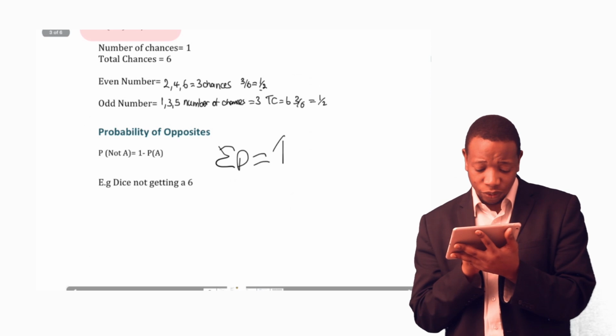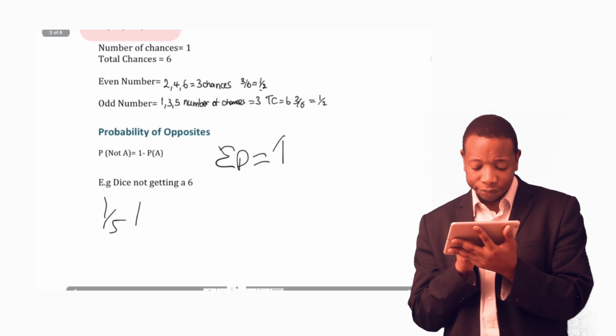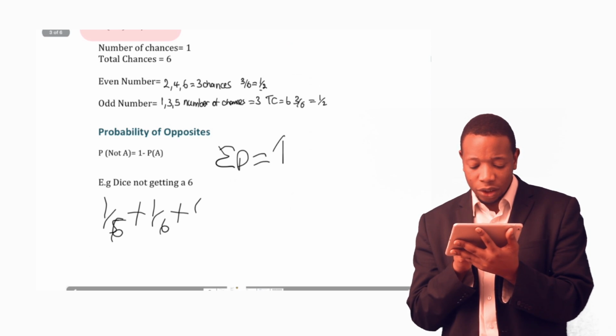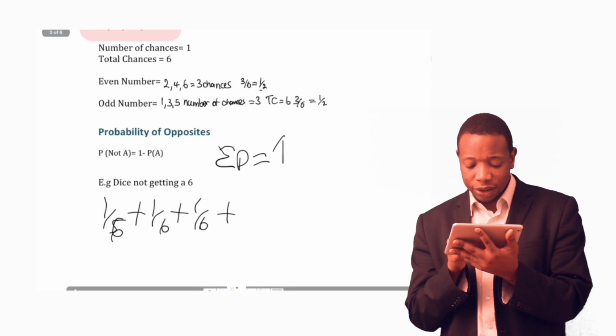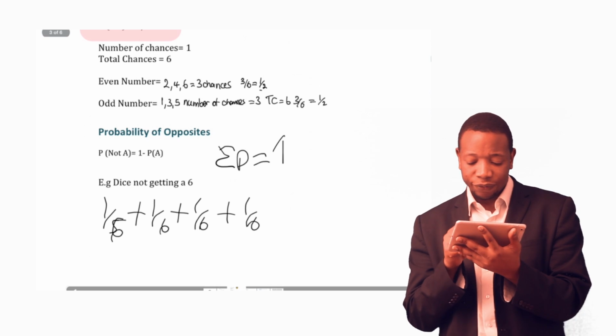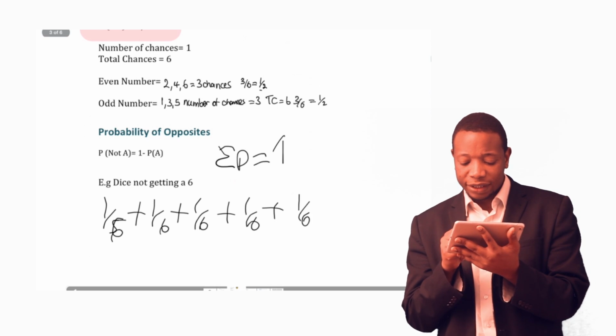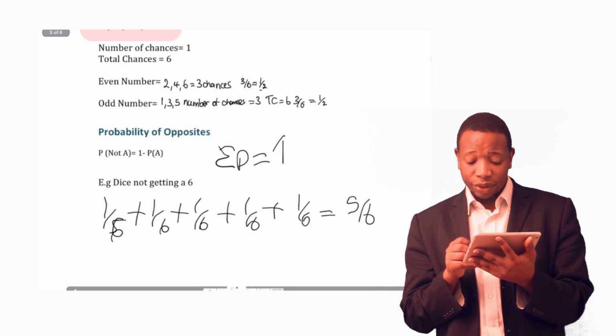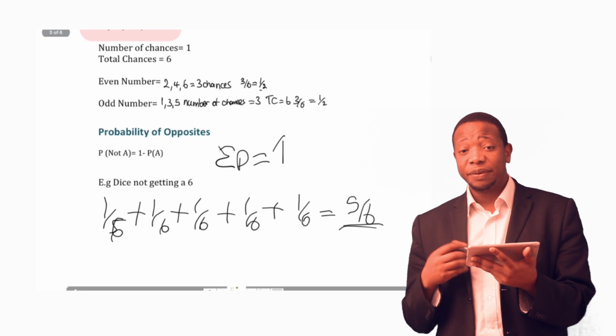Probability of not getting a 6 would be 1 over 6 plus 1 over 6 plus 1 over 6 plus 1 over 6, 1, 2, 3, 4, plus another 1 over 6. That's a total of 5 out of 6 chances. So the probability of not getting a 6 would be 5 over 6.